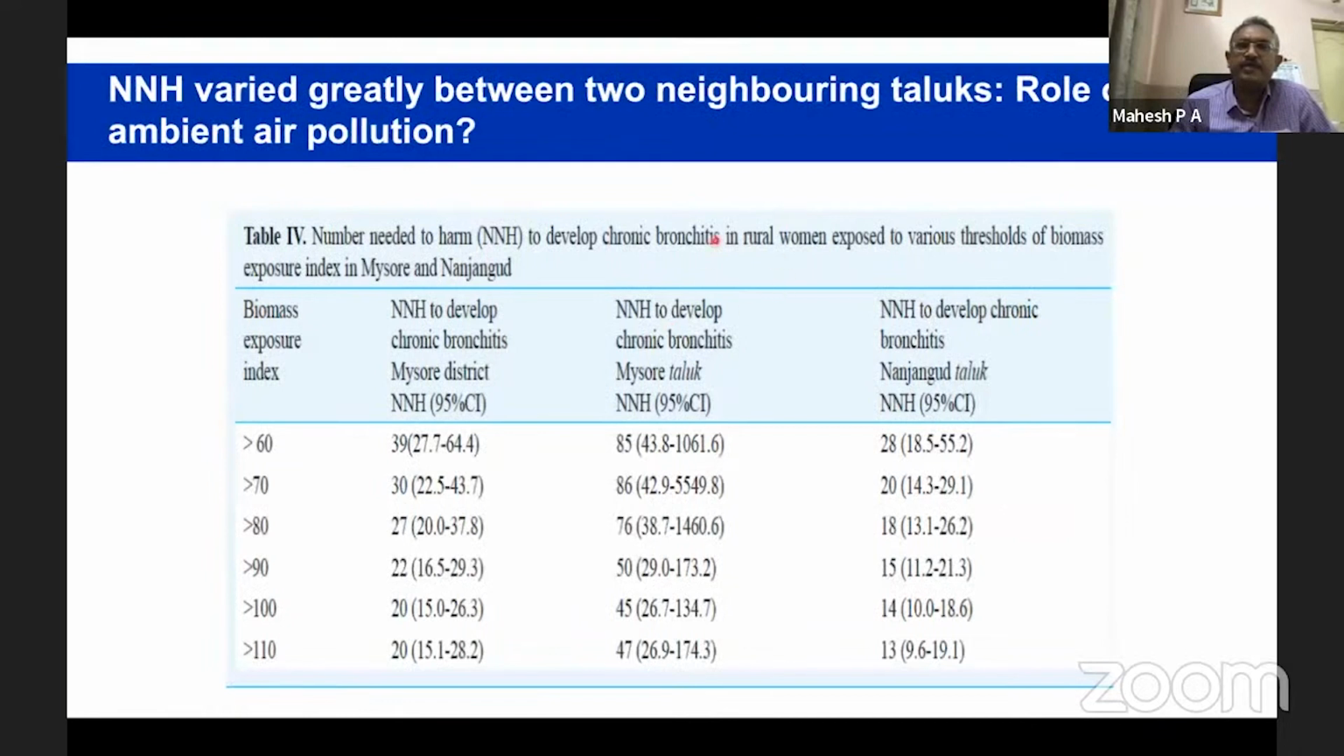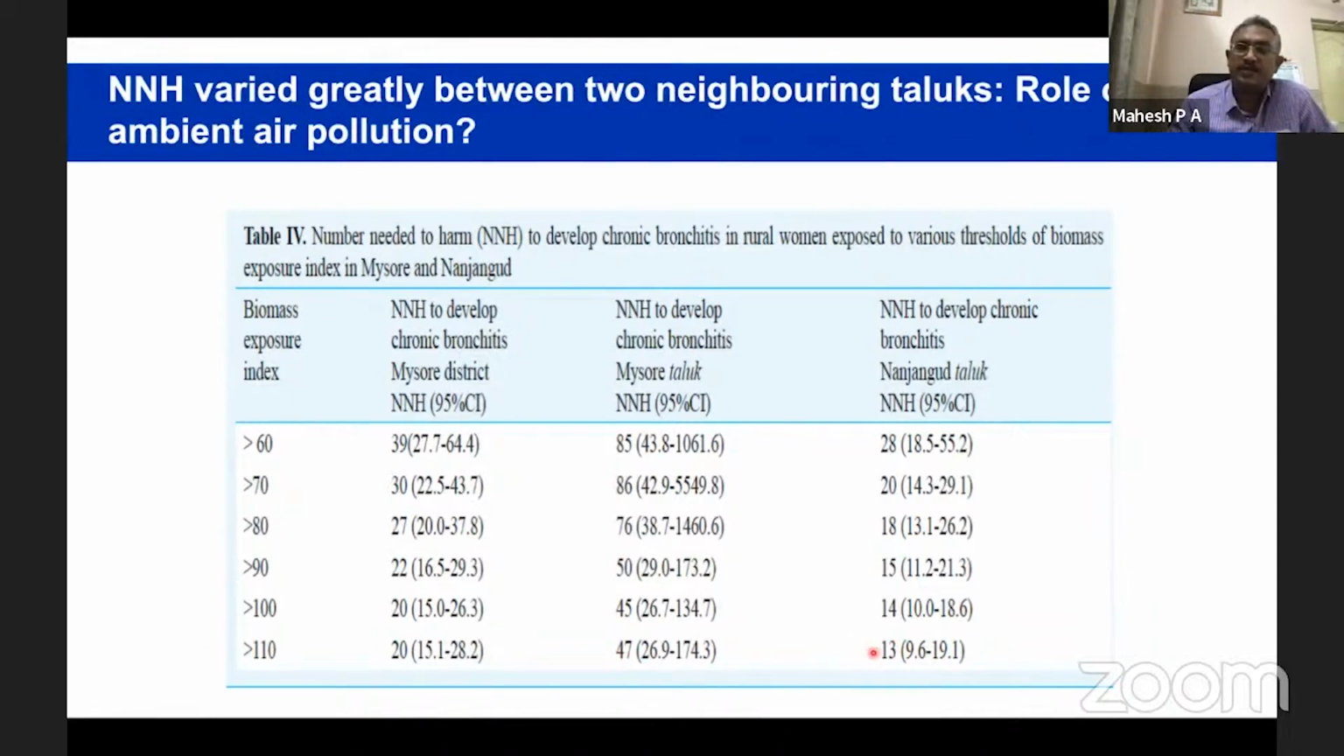Interestingly, we found that people from Nanjangud and Mysore, there was a big difference in these women in their sensitivity. For example, if you have biomass exposure of above 60, 1 in 85 women would develop chronic bronchitis, whereas it was 1 in 28 women who developed chronic bronchitis in the Nanjangud taluk. If you come to the biomass index of 110, 1 in 47 in Mysore would develop chronic bronchitis, whereas it was 1 in 13. So we were wondering for a long time what was the difference.